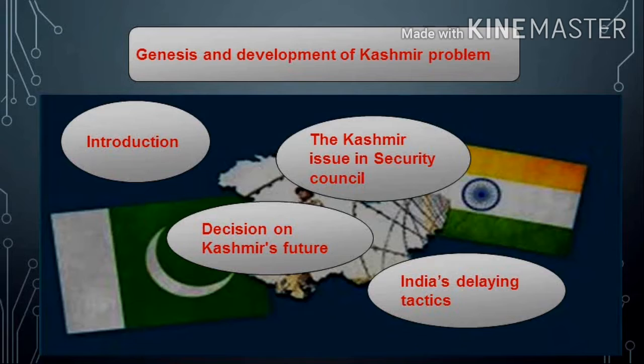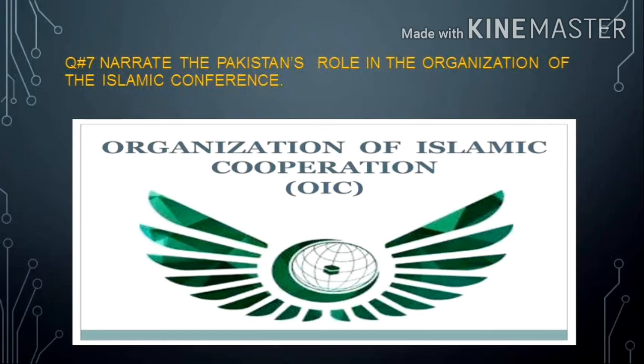Then the decision on Kashmir's future: at that time the United Nations made a ceasefire between both countries and started different efforts to solve this problem. They wanted to conduct a referendum in Kashmir. India always started delaying tactics, delaying this matter, because they already know that Kashmir will join Pakistan, so they don't want it. The Kashmir issue is still unresolved in this matter.